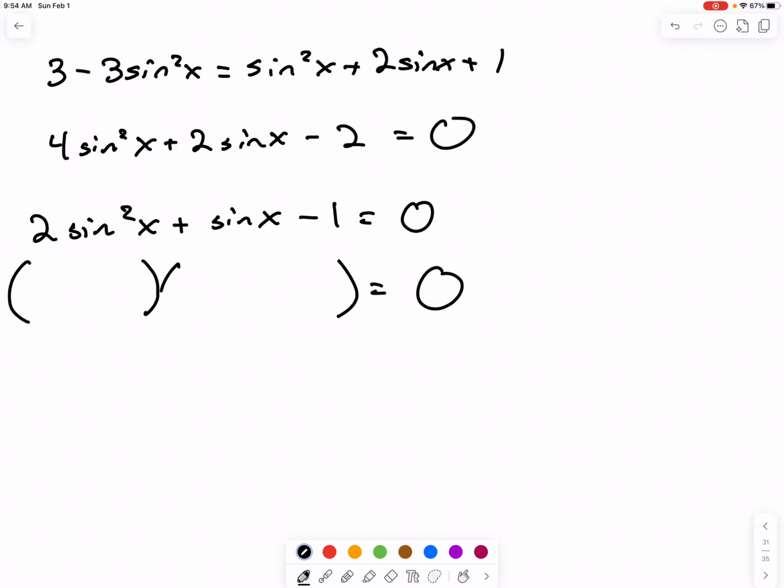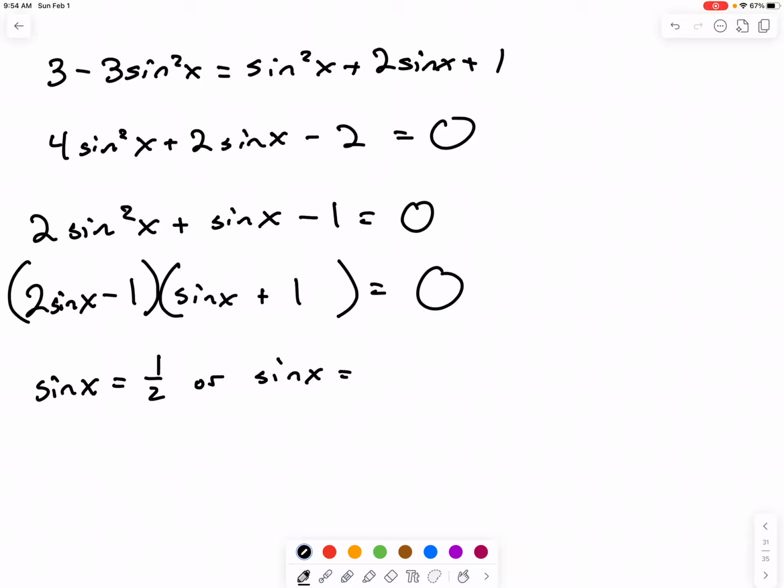We want to try to factor this. We know we're going to have a 2 sine x and a sine x here. This has to be a 1 and a 1. I think last time we said this was a minus and a plus. Let's just see if this works. So first times first, outer times outer, inner times inner, last times last. This looks good, right? So then from here, zero factor property, sine of x equals a half, or sine of x equals negative 1. This looks like a repeat, or similar to what we were just doing a moment ago.